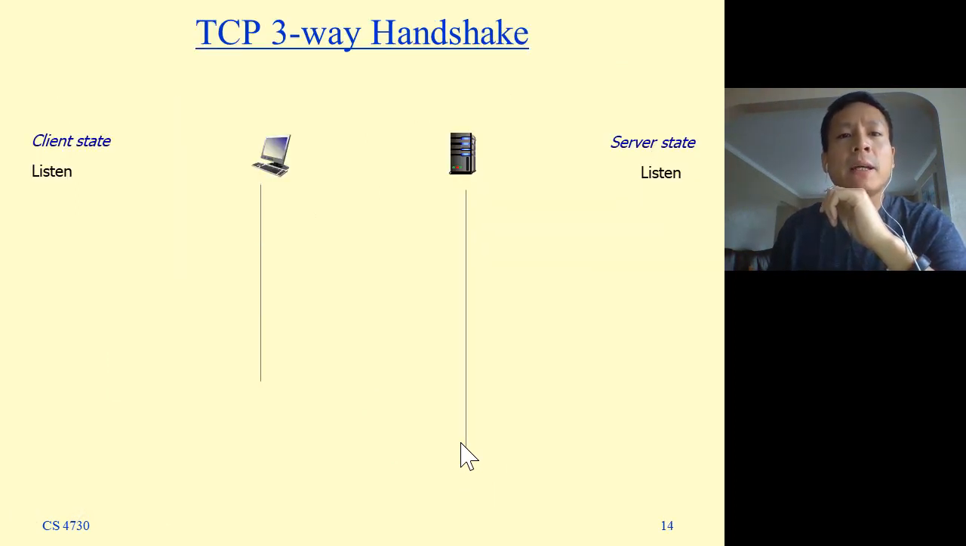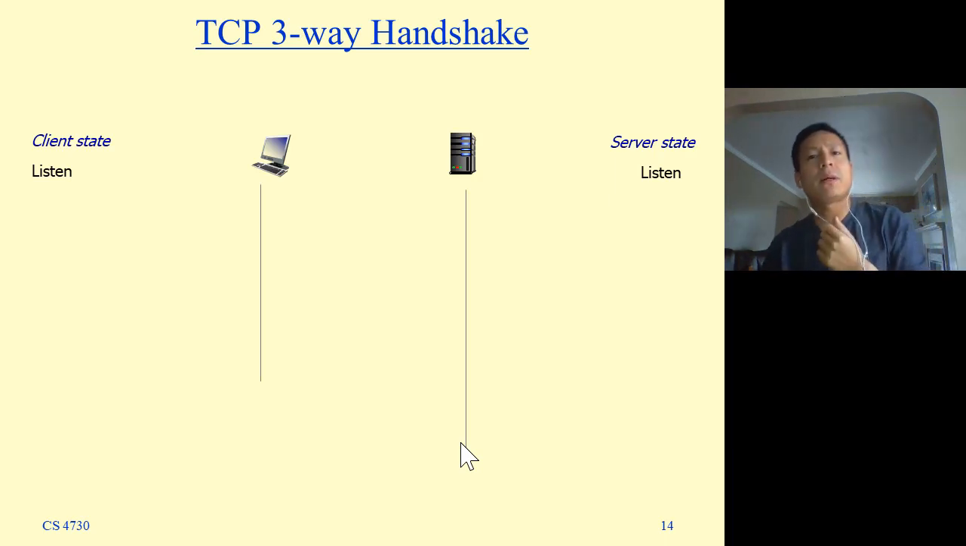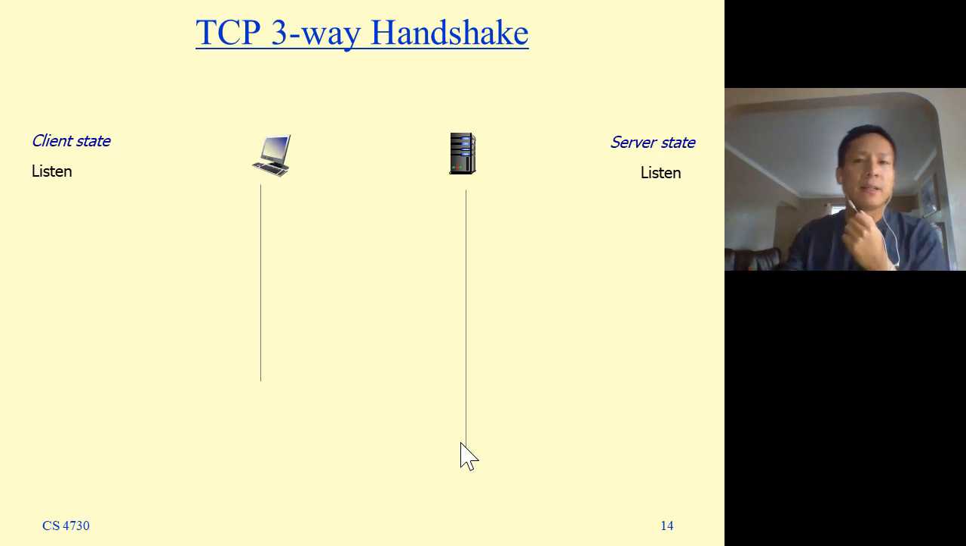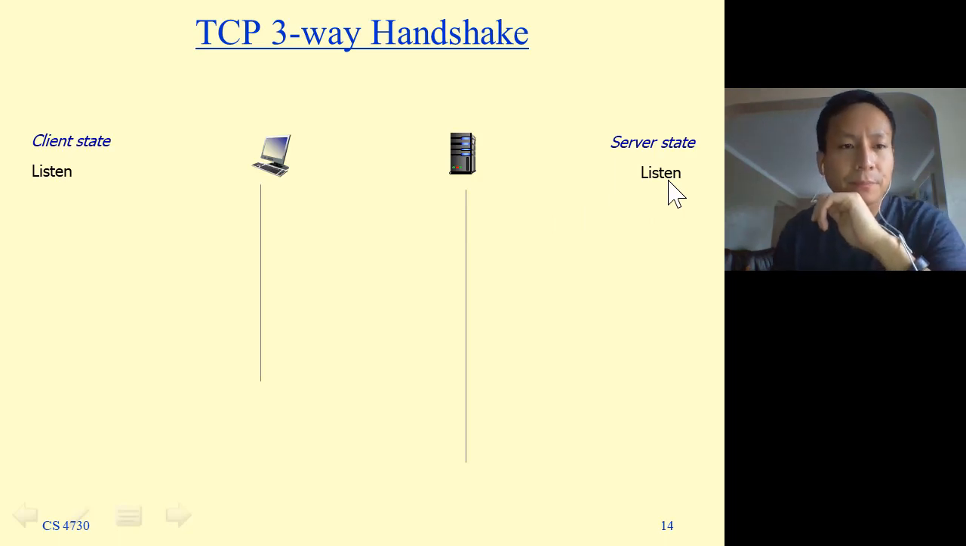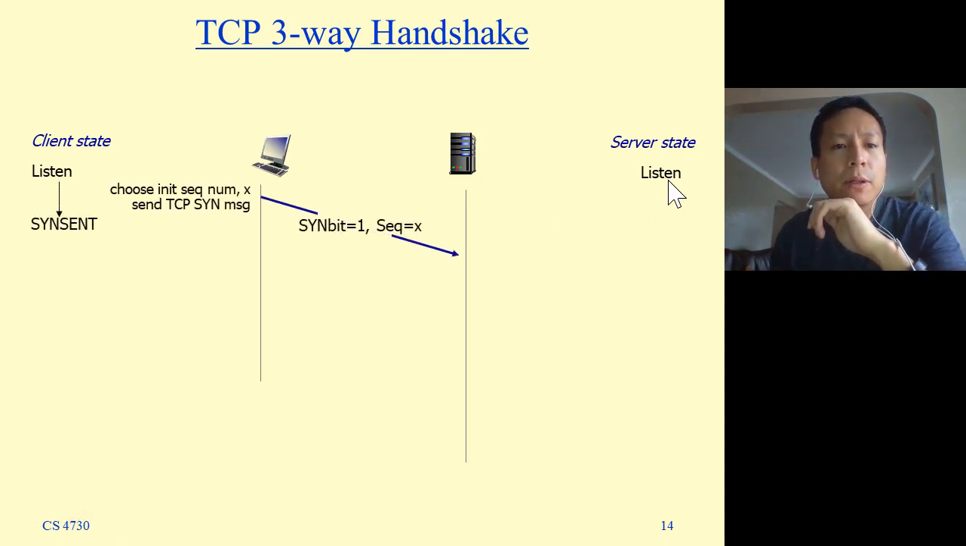Okay. So basically, a three-way handshake. A little bit more detail about how the three-way handshake is done can be illustrated in this slide. The left-hand side is the client, and the right-hand side is the server side. At the beginning, they are all in the listen status.